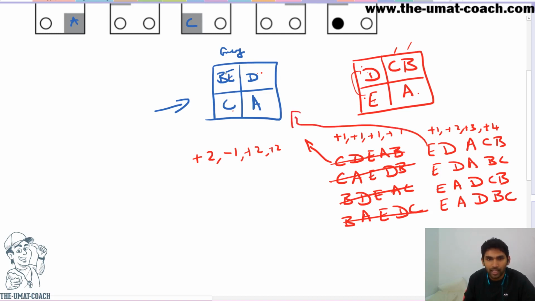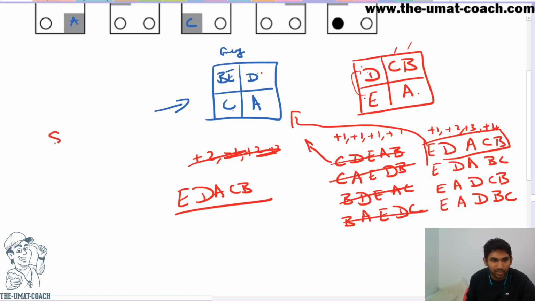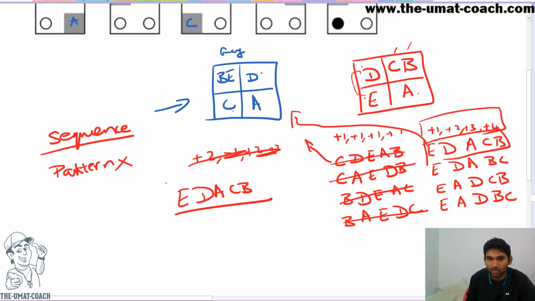Okay, E to D plus 1, D to A, A to C, C to B. That really works. Okay, so E, D, A, C, B. Can you see how it's the same sequence? The sequence has to be the same, but the pattern doesn't necessarily have to be. So in this one, it's a plus 1, plus 2, plus 3, plus 4. It's E to D, D to A, A to C, C to B. Okay, so therefore our answer is A.